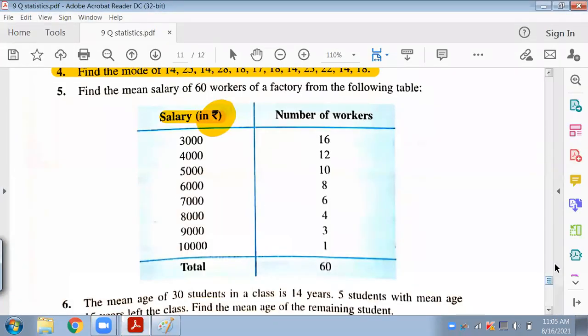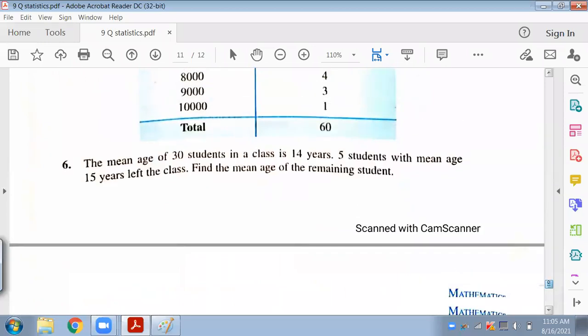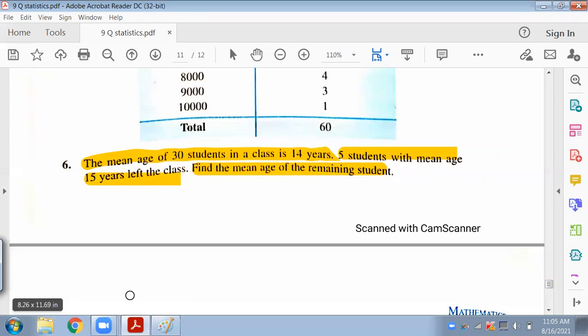Question number 6. What is given in the question is the mean age of 30 students in the class is 14. Five students with the mean age of 15 years left the class. So 5 students are leaving the class, and 25 students will be left behind. You have to find the mean age of the remaining 25 students. So how to do it?